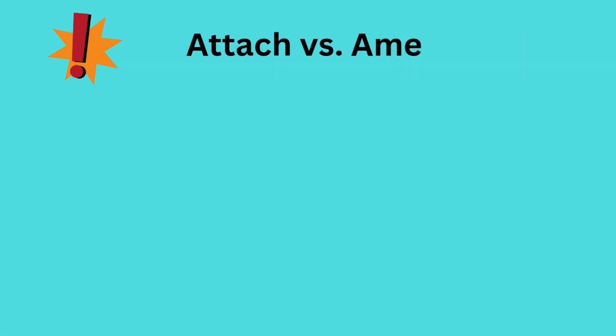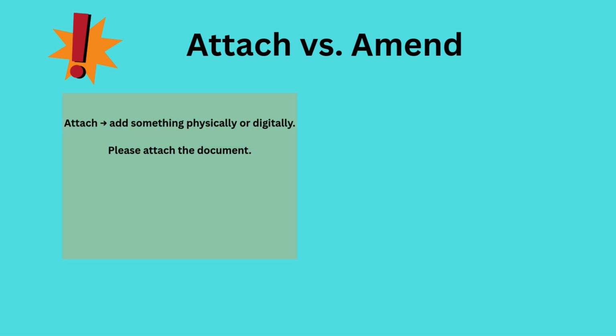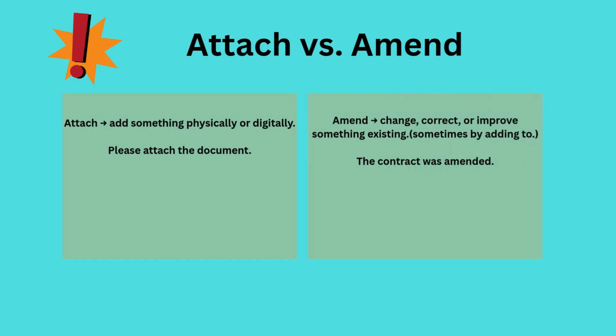Next, we have the words attach and amend. Attach versus amend. Attach means to add something physically or digitally. Please attach the document. Amend. Here the emphasis is on changing, correcting, or improving something existing. Sometimes by adding something more. The contract was amended.